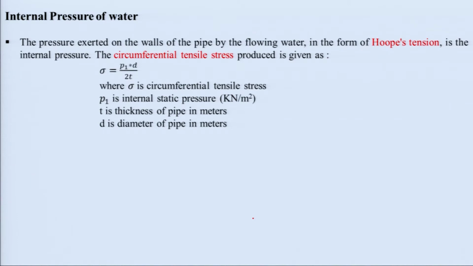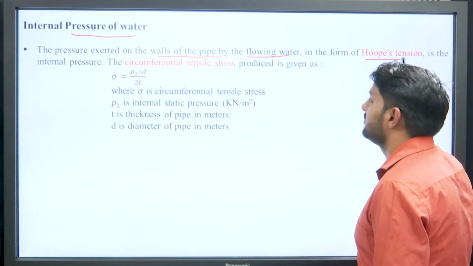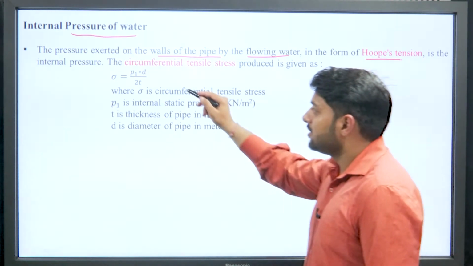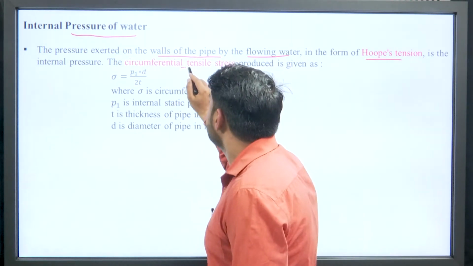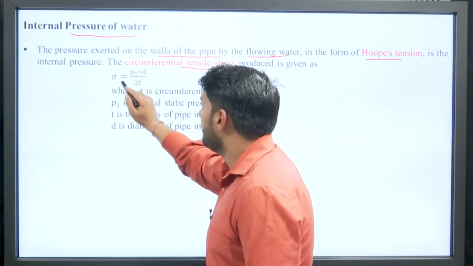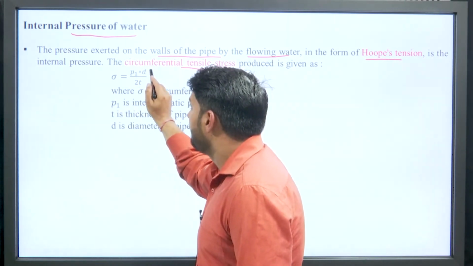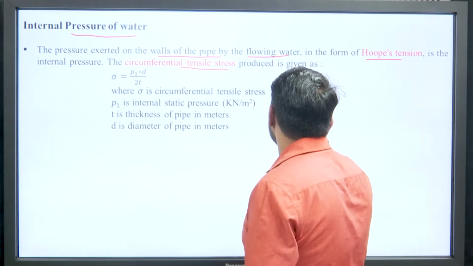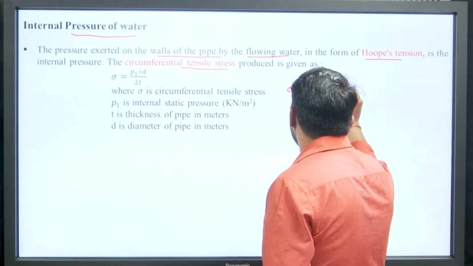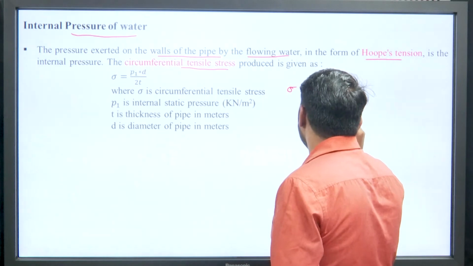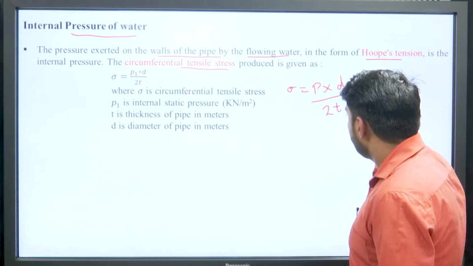How can we calculate the internal pressure of water? The pressure exerted on the walls of the pipe by the flowing water in the form of hoop tension gives the circumferential tensile stress, sigma equals P into D by 2 into T. How can we get that value?